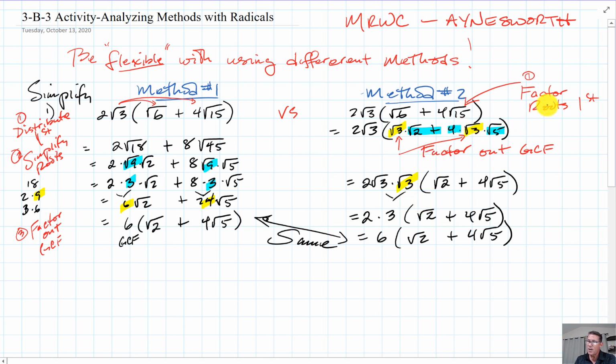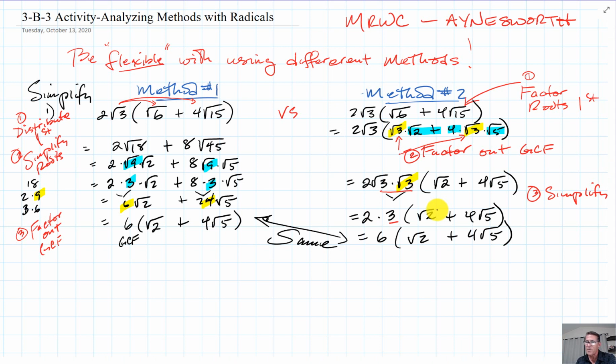Okay, so step 1 was factor the roots first. Step 2, factor out the GCF. Step 3, simplify. Actually, let me put it in a different spot. Step 3, simplify. Okay, obviously root 3 times root 3 is 3, so I simplified right there. And then I simplified 2 times 3 to be 6. So, hey, there's a way to do this without even simplifying at all.